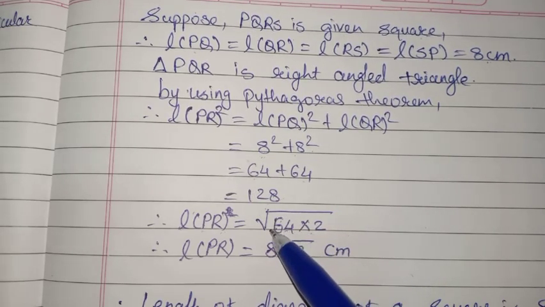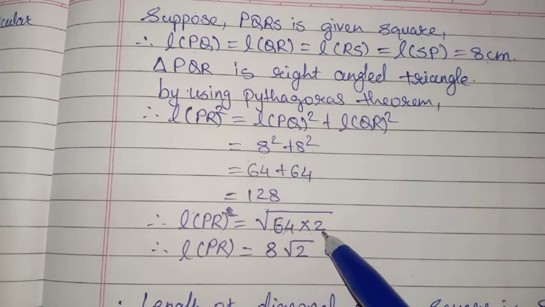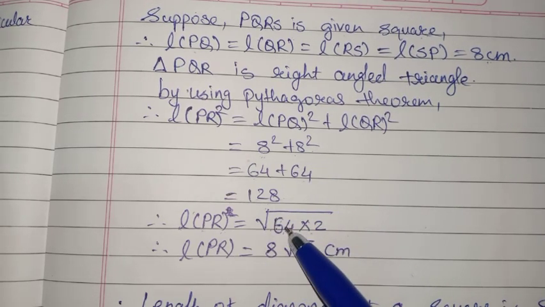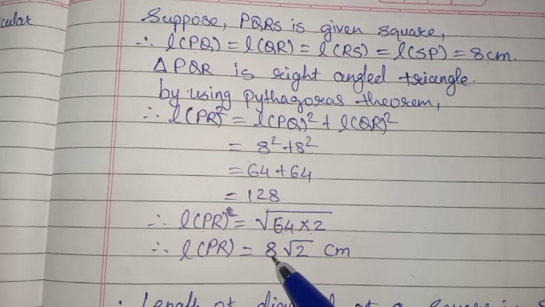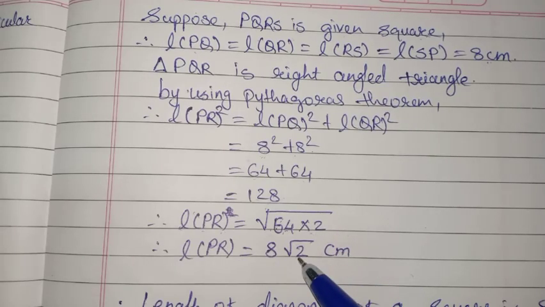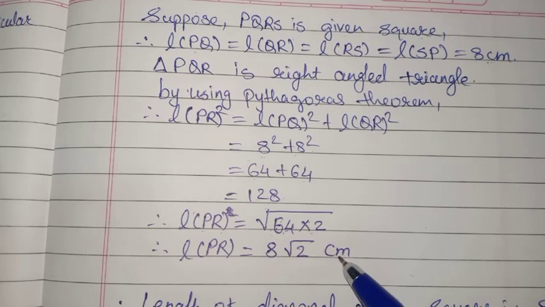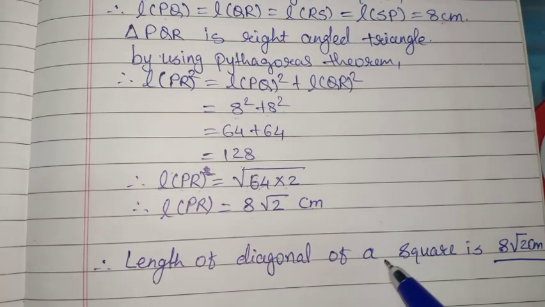64 into 2 because 64 is whole square. 128 is not whole square. So, we can write it in the form of 64 into 2. Then we will get 64, square root of 64 is 8. So, we can write it out of square root. So, 8 root 2 will remain as it is. Therefore, length PR is equal to 8 root 2 centimeters. Therefore, length of diagonal of a square is 8 root 2 centimeter.